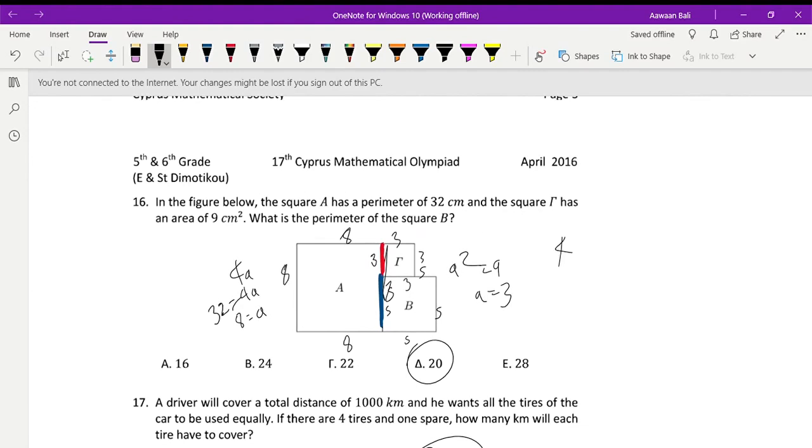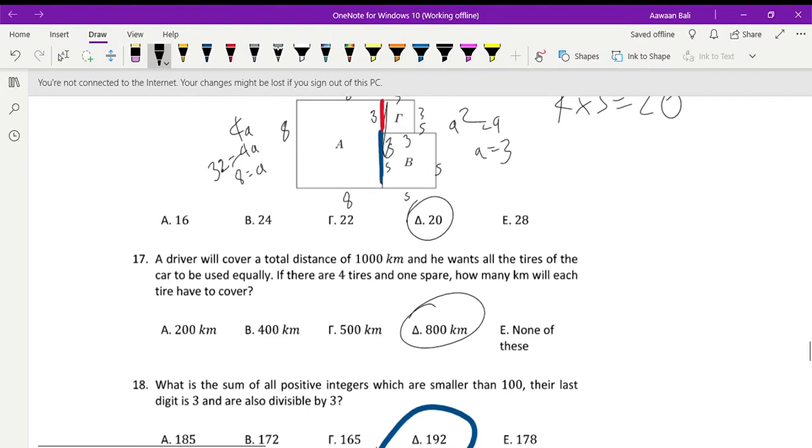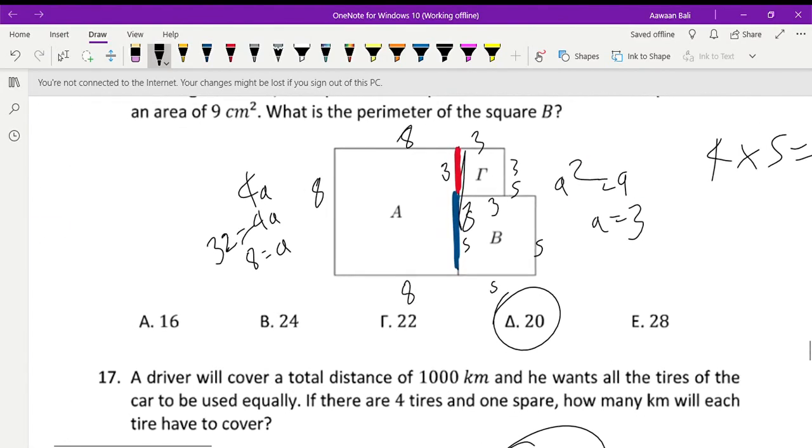We know the side of a square is 5, so 4 times 5, since 4a is equal to the perimeter, 4 times 5 is 20. So therefore, the answer is delta, 20.